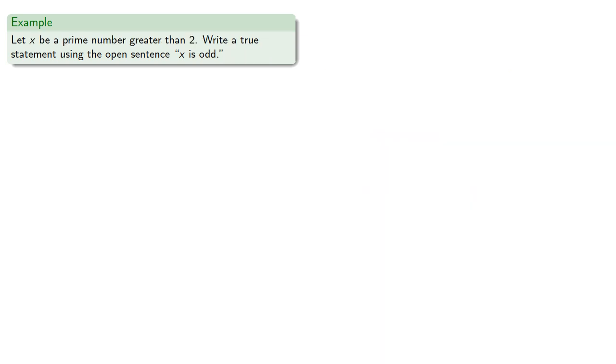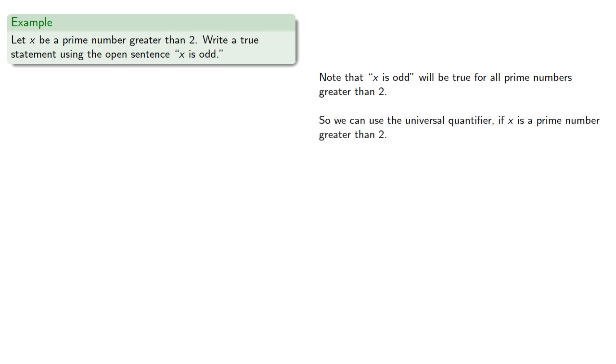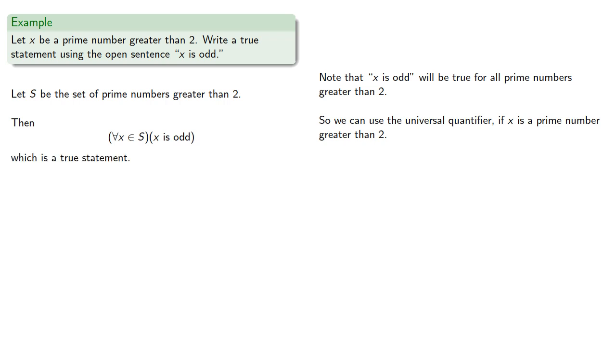Or let x be a prime number greater than 2. Let's write a true statement using the open sentence, x is odd. So note that the open sentence, x is odd, will actually be true for all prime numbers greater than 2. And since this is going to be true for all x in some set, we can use the universal quantifier if x is a prime number greater than 2. And so we'll let S be the set of prime numbers greater than 2. Then for any x in that set, x is odd, and this is a true statement.